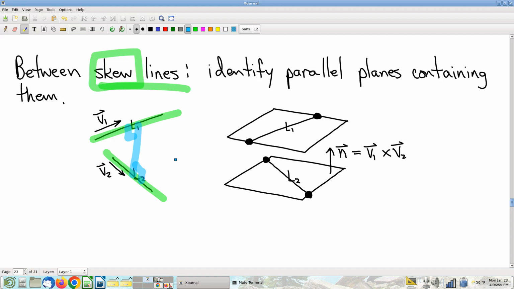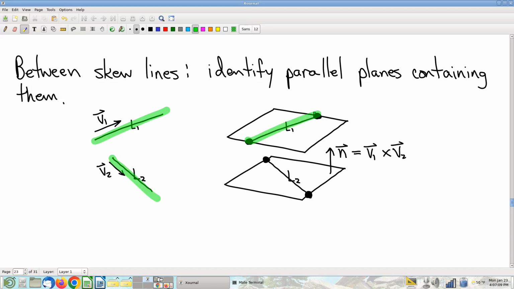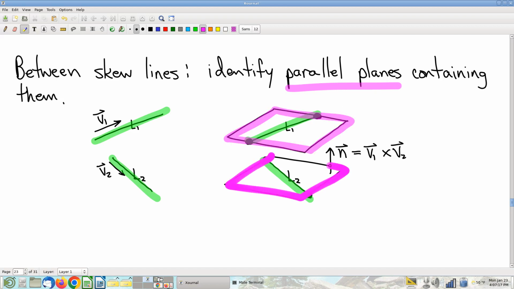The very, very clever observation that I did not think of on my own, somebody showed me, now I'm showing you, is I'm going to cite a result that I will prove in a minute, but I claim that when you have 2 skew lines, those 2 skew lines lie inside of parallel planes. Now I'm going to prove that in just a minute and show you how to find them in just a minute.